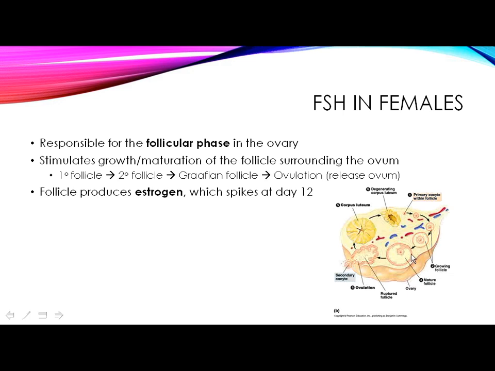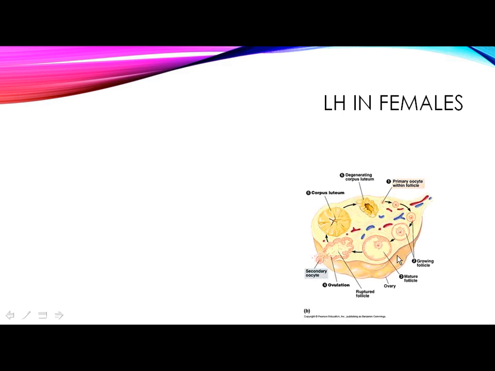So that's the job of estrogen. It's being produced in this first little bit of egg maturation in the ovary. Luteinizing hormone, remember that was also involved in males. It was the one that produced testosterone in those interstitial cells.